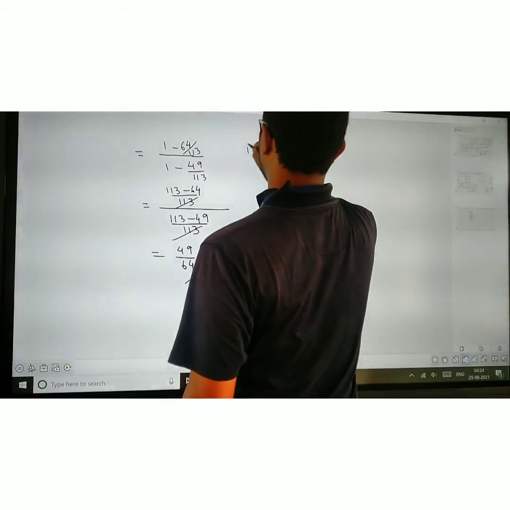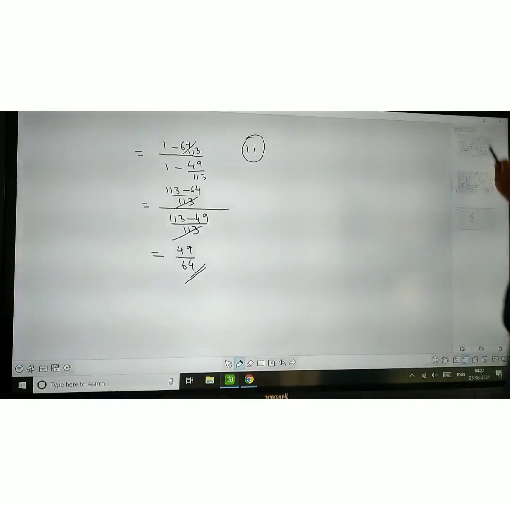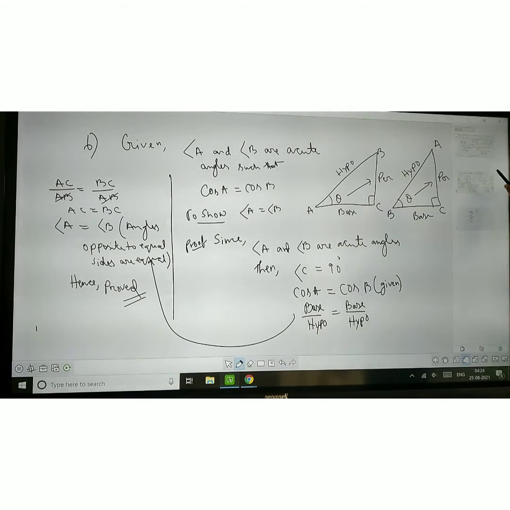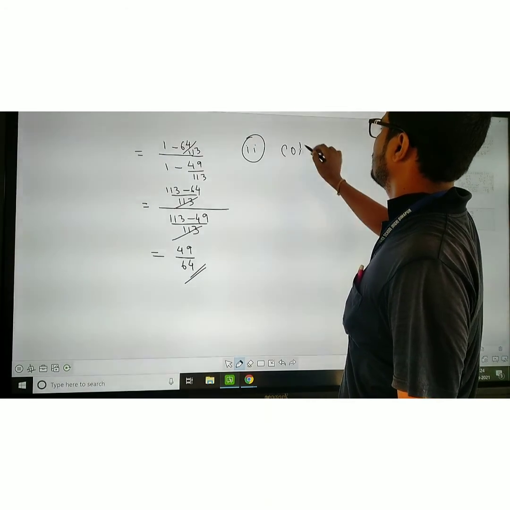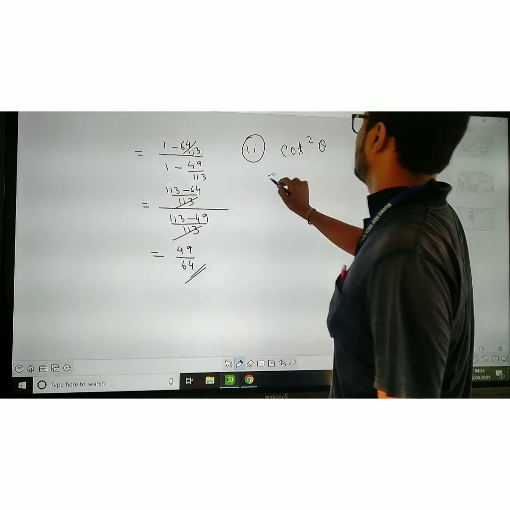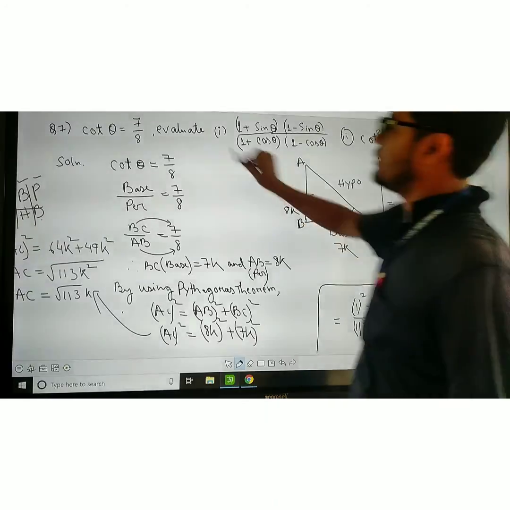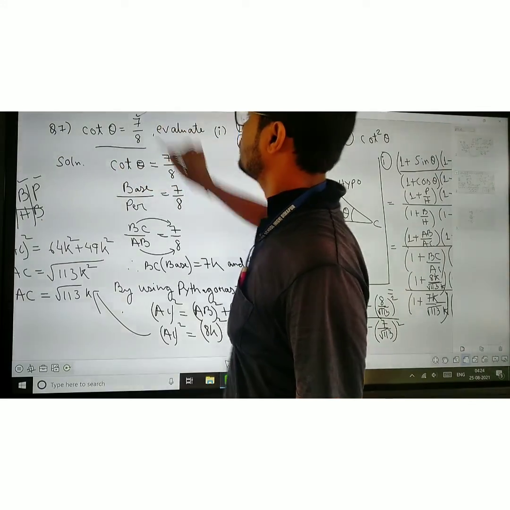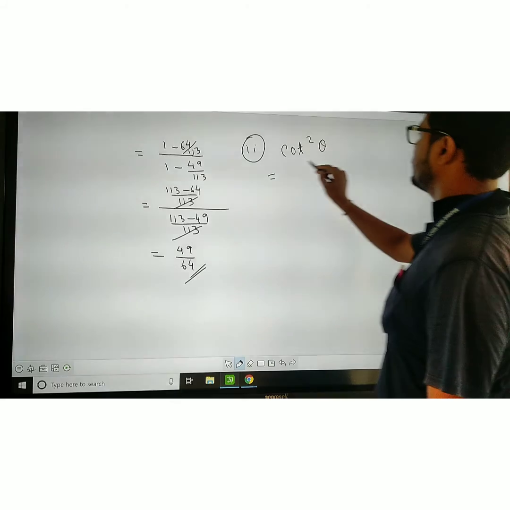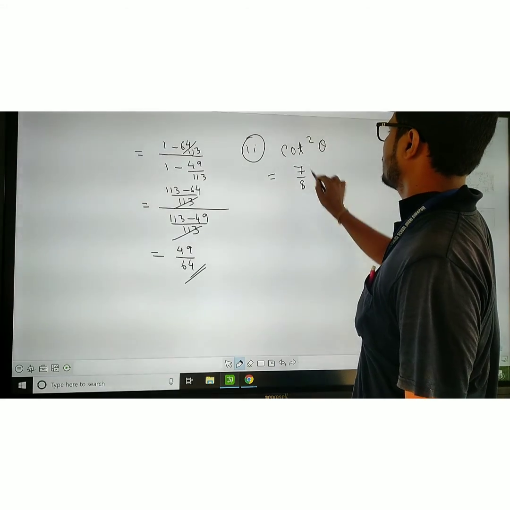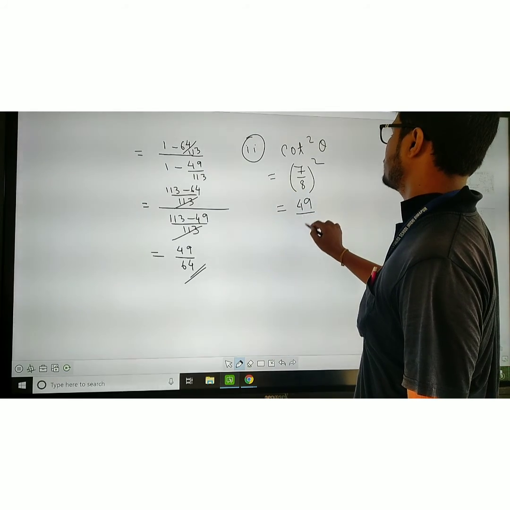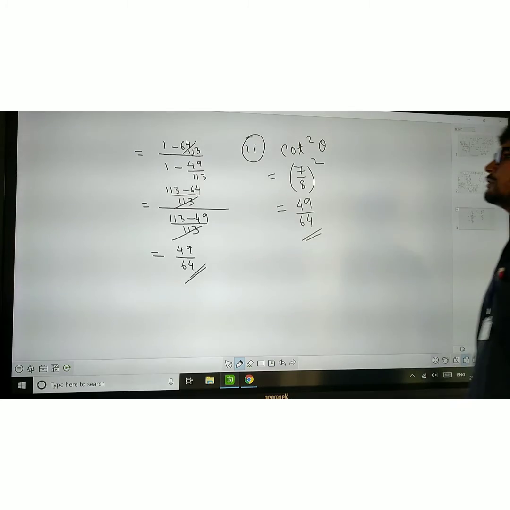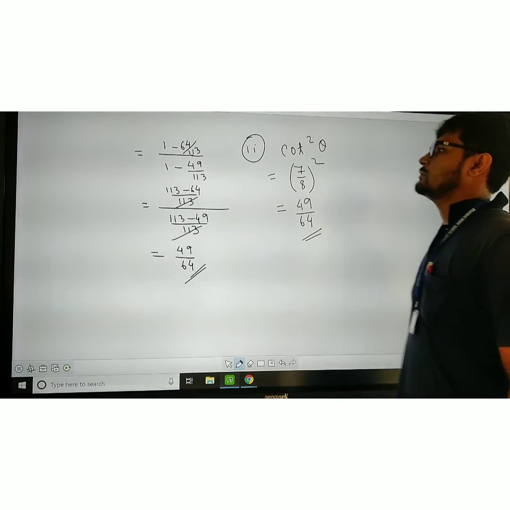Now let's move for the next one. Second one, what is the question? Cot square theta. So cot square theta, cot theta, you have the value 7 by 8. So directly we can use this one, 7 by 8 whole square. That is 49 by 64. So this is your answer.